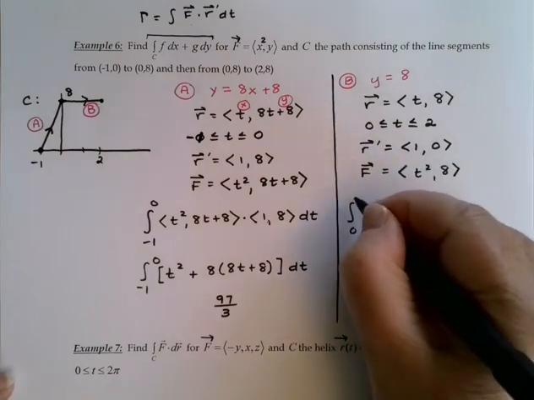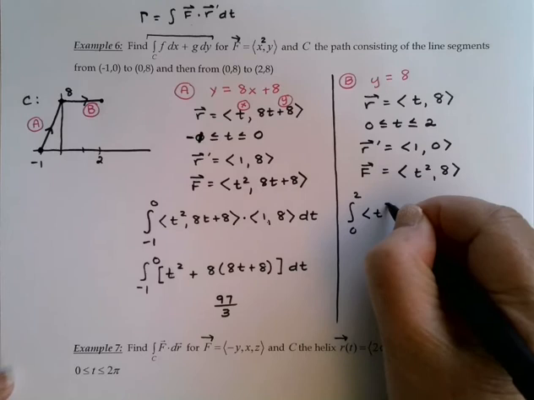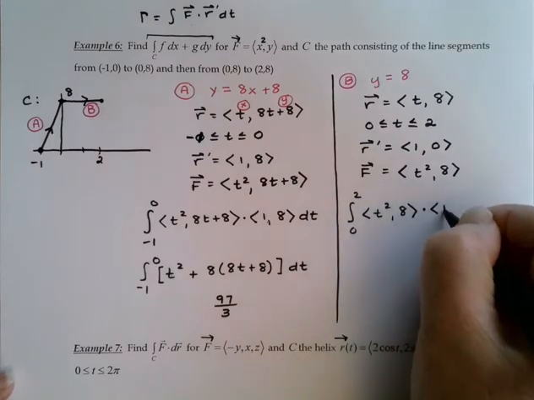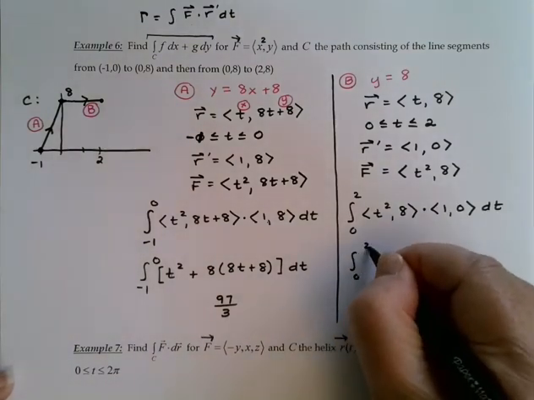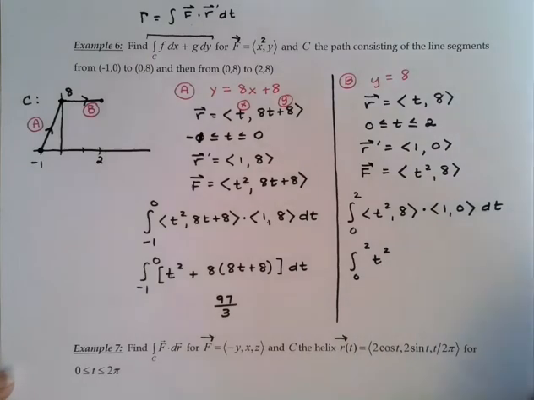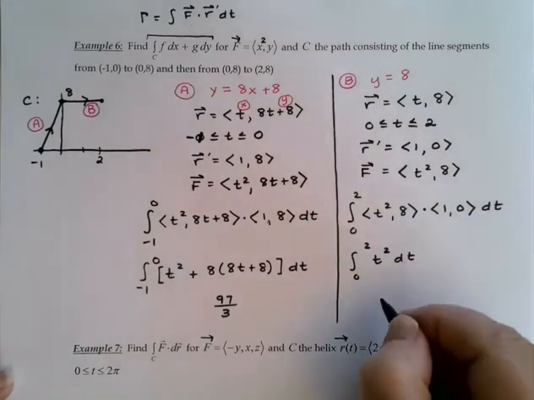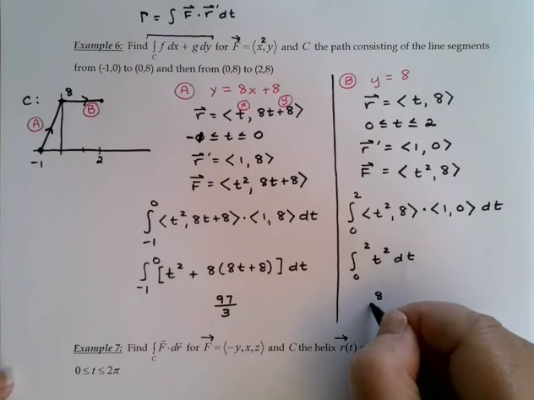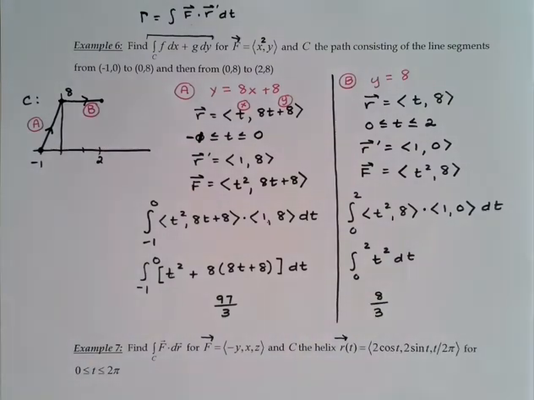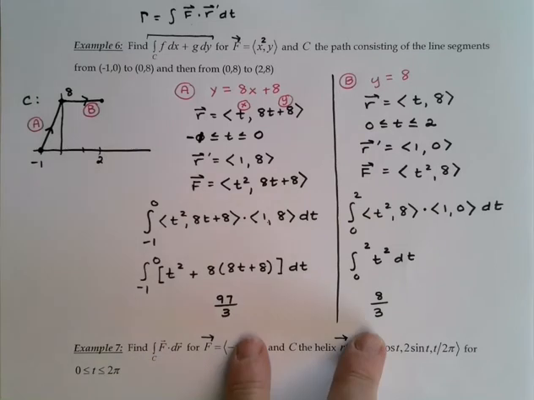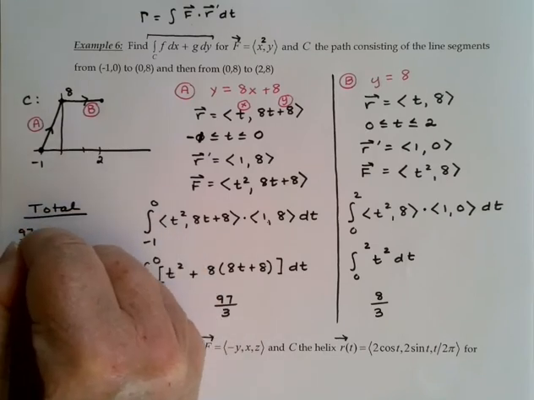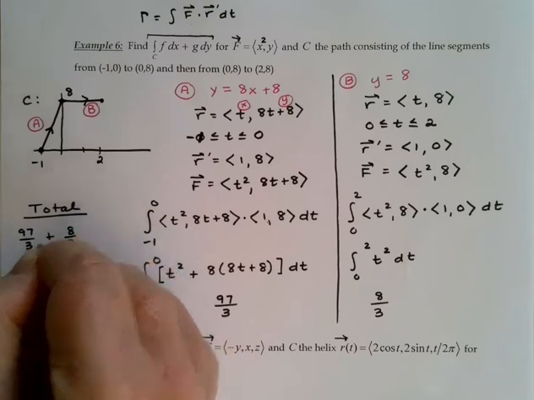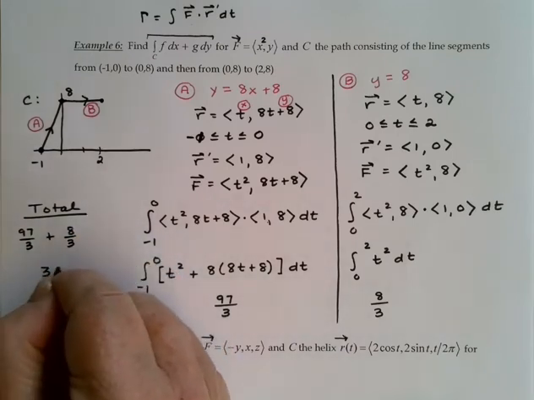So my integral goes 0 to 2. I take f dotted with r prime. Which is just going to give me t squared plus 0. And again, either in your head or on your calculator, that is 8/3 when we integrate. So the final answer to this is just going to be the sum of the circulations on both paths. Which gives me 105 divided by 3, or 35.